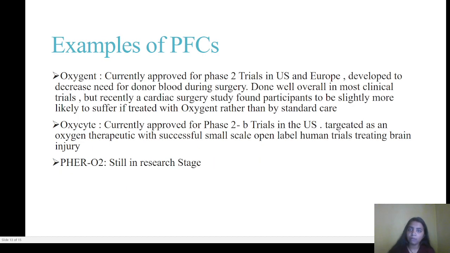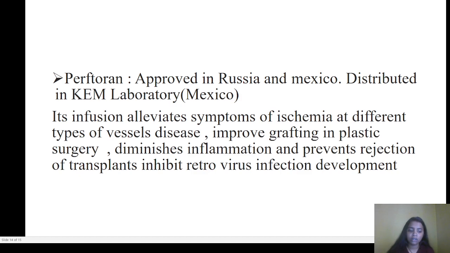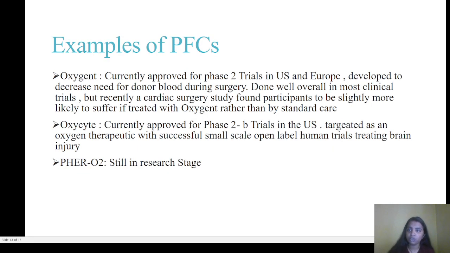Let me look over the examples of the PFC. Oxygent, Oxycyte, PHER-O2, Perftoran. Let me discuss about the Oxygent. Oxygent is currently approved for the phase 2 trials in US and Europe, developed to decrease the need for donor blood during the surgery. Done well overall in most clinical trials, but recently a cardiac surgery study found participants to be slightly more likely to suffer if treated with the Oxygent rather than by standard care.